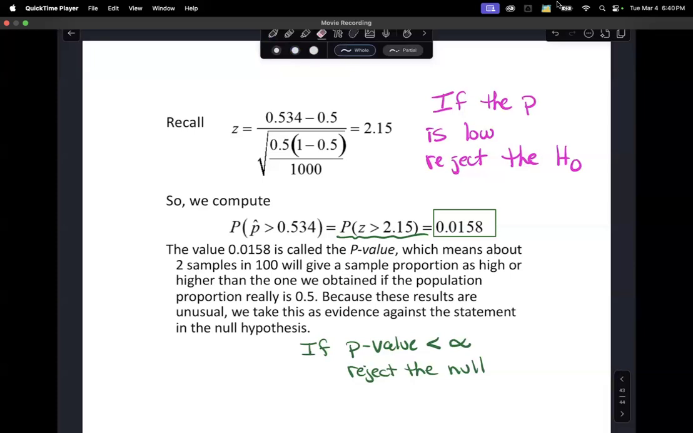You might have said this. Oh. Where did the 0.0158 come from? Did you subtract? No, this is the probability. I did the probability that I got a z-score of greater than 2.15. Oh, okay. Yeah, that's fine.